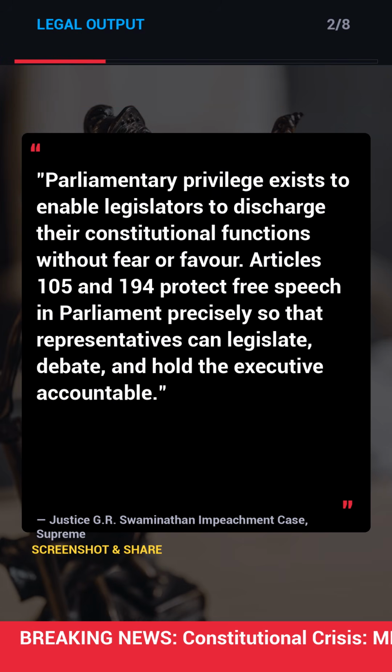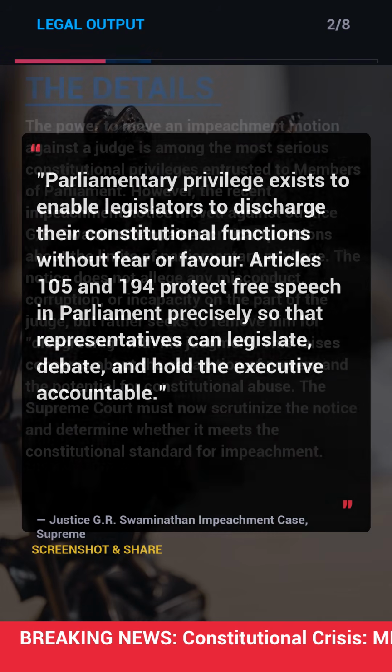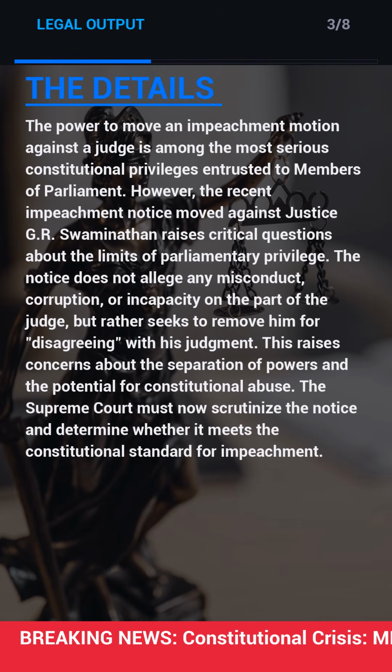Parliamentary privilege exists to enable legislators to discharge their constitutional functions without fear or favor. Articles 105 and 194 protect free speech in Parliament precisely so that representatives can legislate, debate, and hold the executive accountable. The power to move an impeachment motion against a judge is among the most serious constitutional privileges entrusted to members of Parliament.